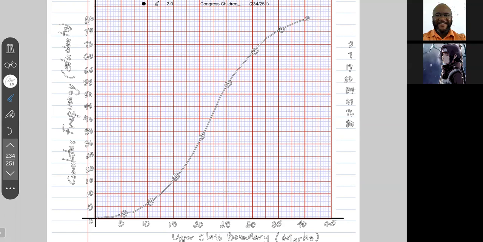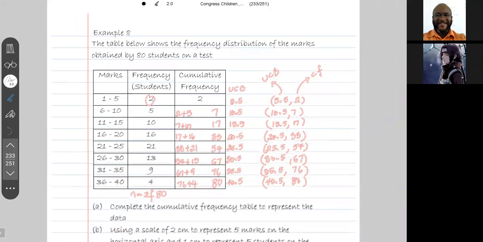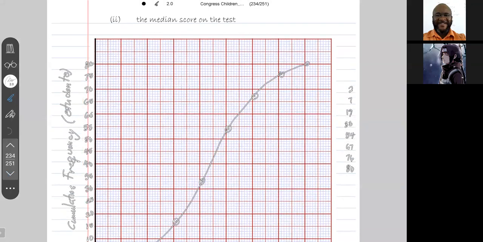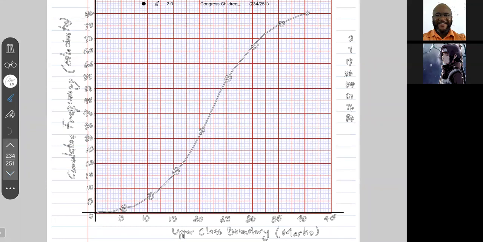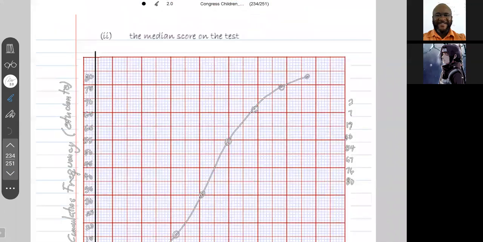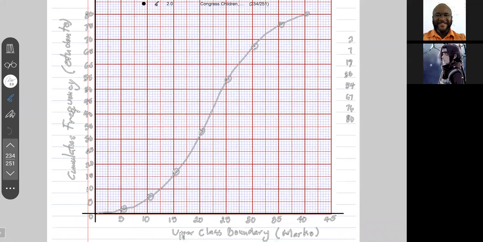All right, so let's go. Ready? So let's use now the graph to answer questions. It says from the cumulative frequency curve, determine the number of students who score at least 18 marks on the test. So if you want to determine the number of students who score at least 18 marks, let us look and see who scored 18 marks on the test. All right, shouldn't be too difficult to find.